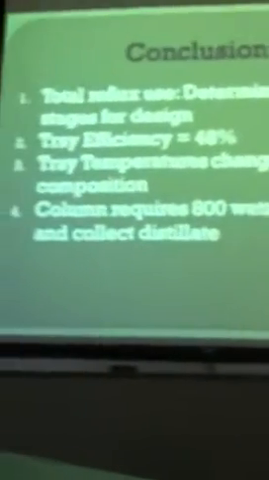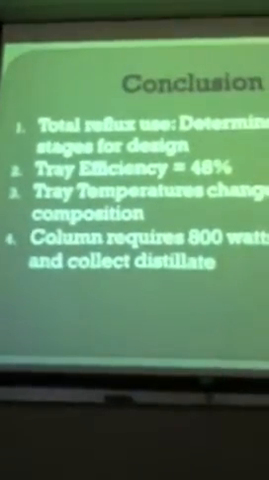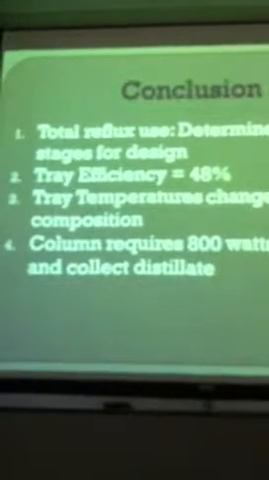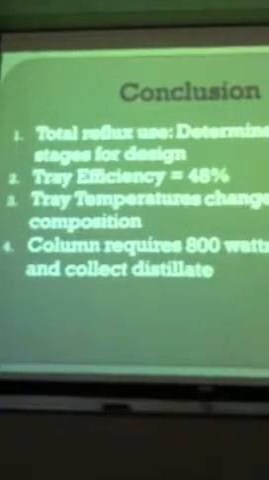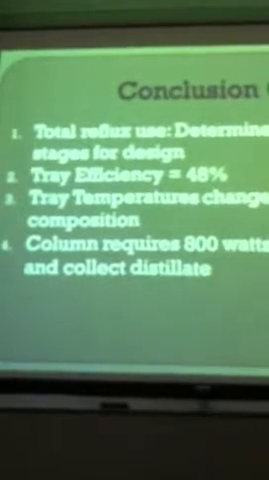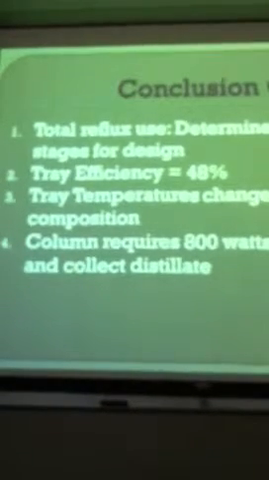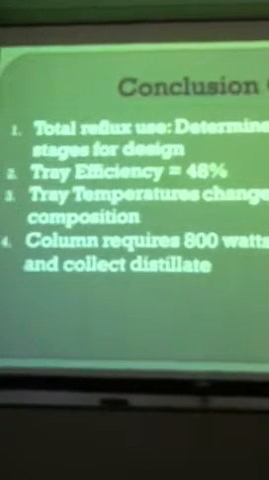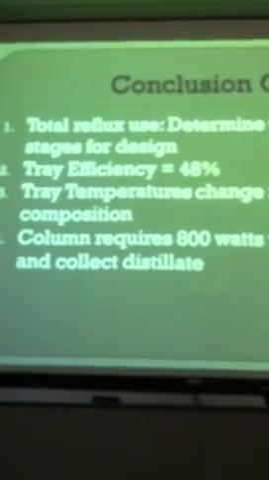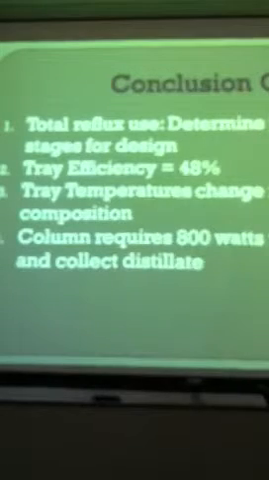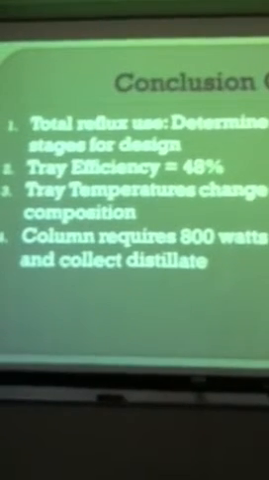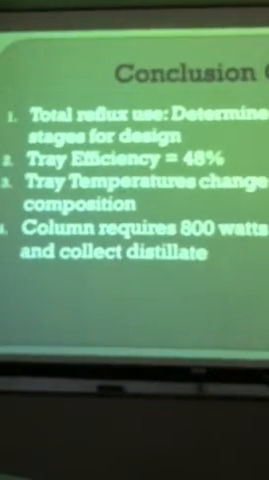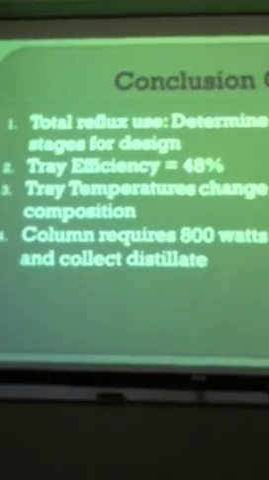So in overview, why do we use total reflux? It is to determine the minimum theoretical stages for design. We found the tray efficiency for the distillation column was 48%. And we know that tray temperatures change based off the mole composition of the lighter component, methanol in our case. And then we know that the column requires 800 watts to condense and collect distillate. So you need at least 800 watts in any system if you're actually going to be separating the system. So that's it. Does anyone have any questions?